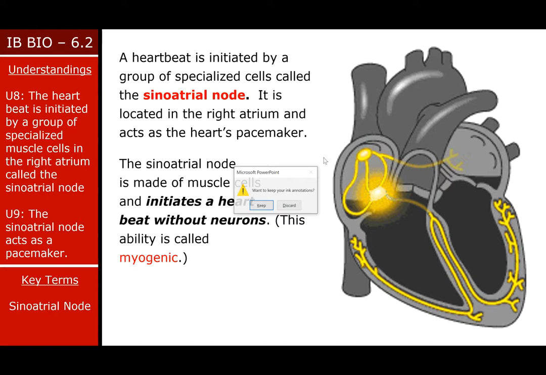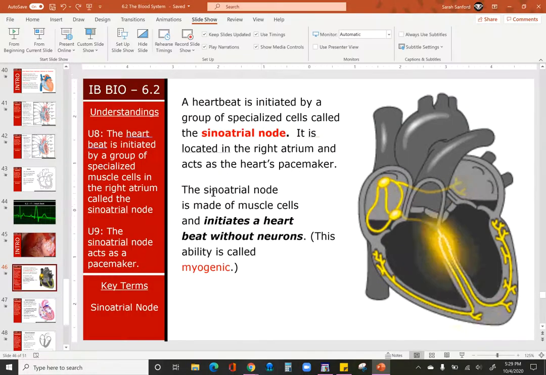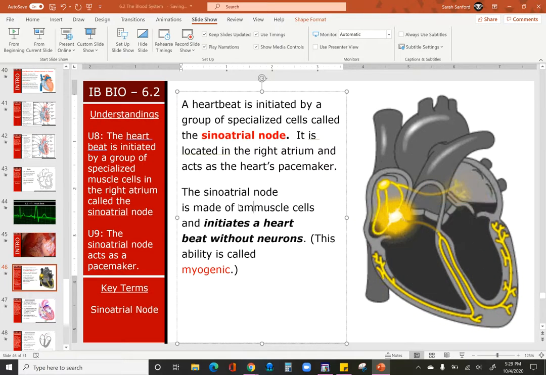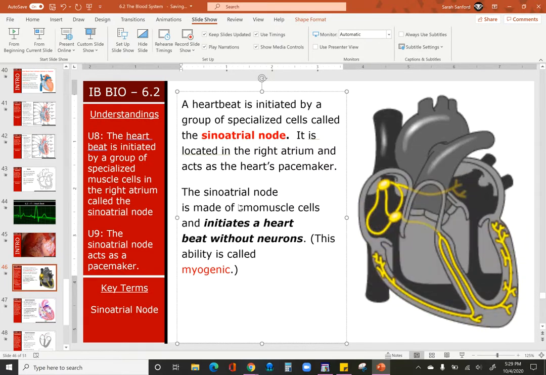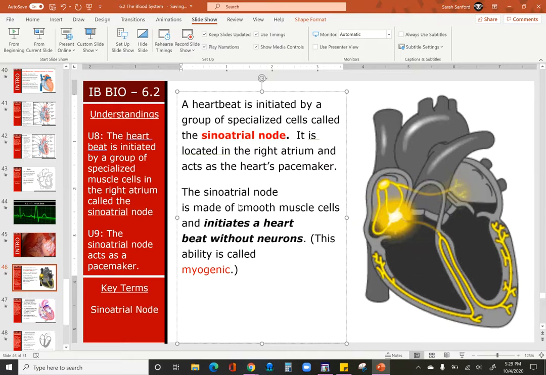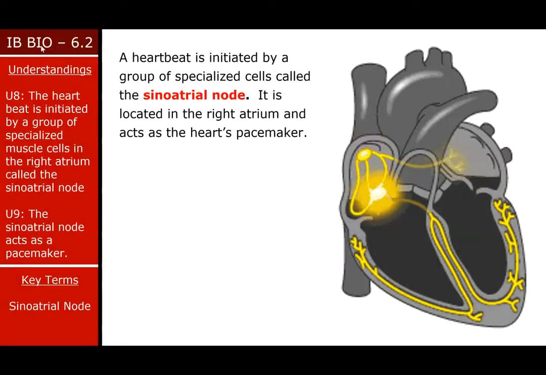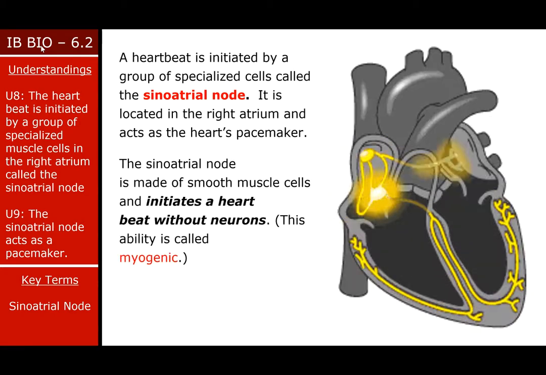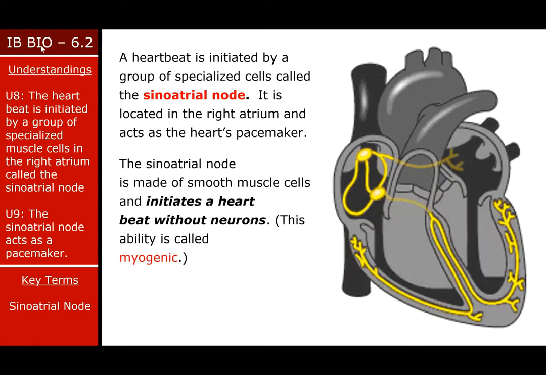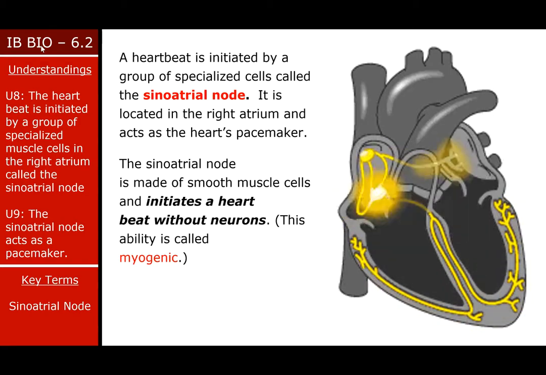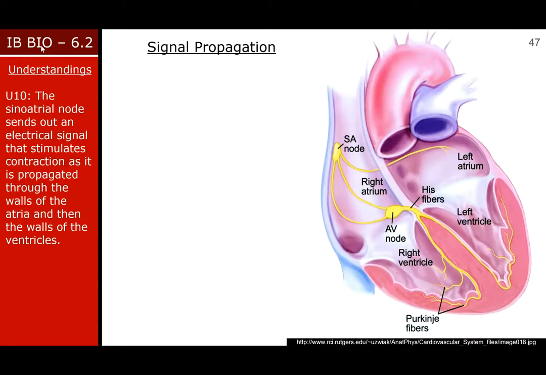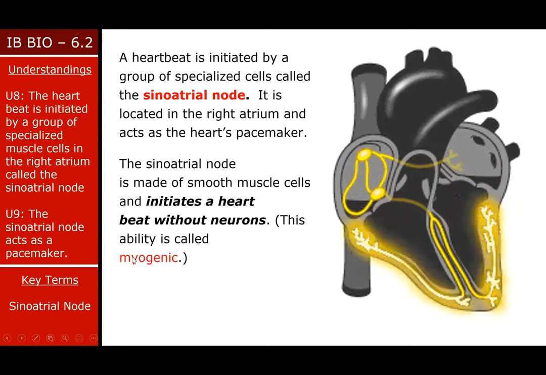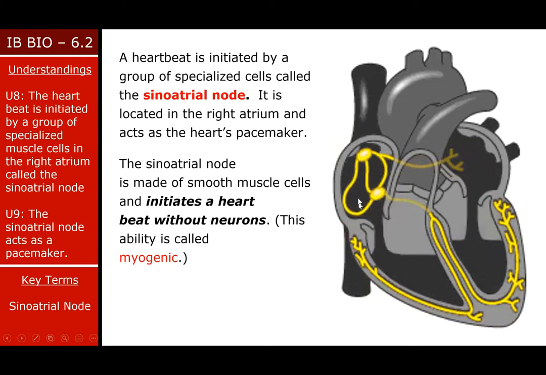We should probably put it in there. Smooth muscle cells that initiate the heartbeat without neurons. And that ability is called myogenic, meaning they can initiate impulses themselves. Myogenic. So within their own space, they can initiate their cells.